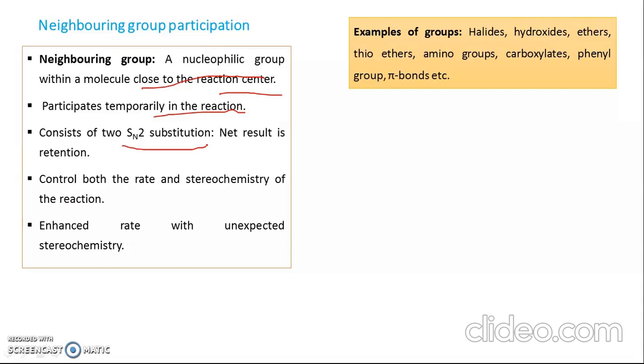So for SN2 we know it is inversion, and if there are two SN2 going on sequentially, then the net result will be retention. It controls both the rate as well as stereochemistry of the reaction. See how much important it is. And also there is enhanced rate because of this neighboring group participation, and the stereochemistry that we will see in the final product is also unexpected. That is not usual stereochemistry that we can normally expect. Now what are the groups that can show neighboring group participation? Here I have given all the examples.